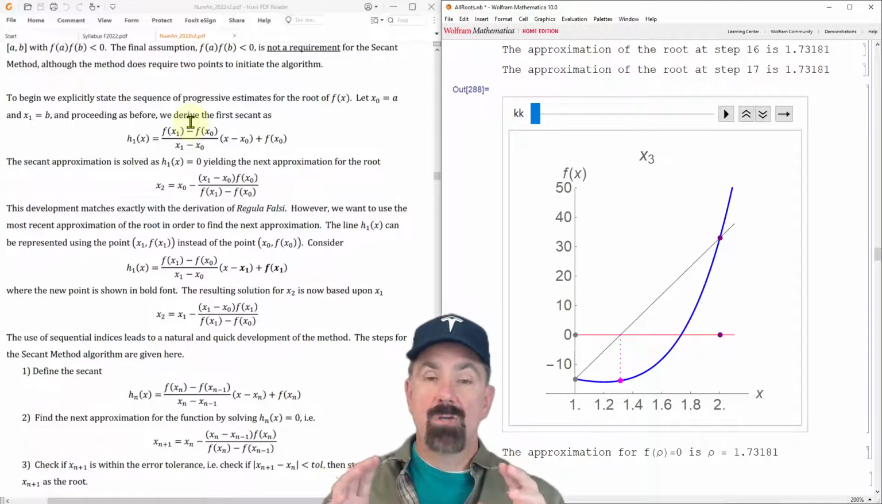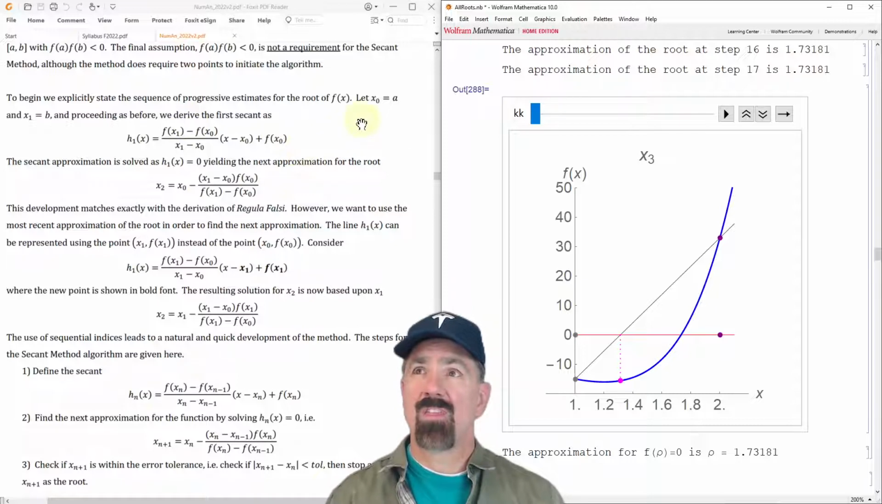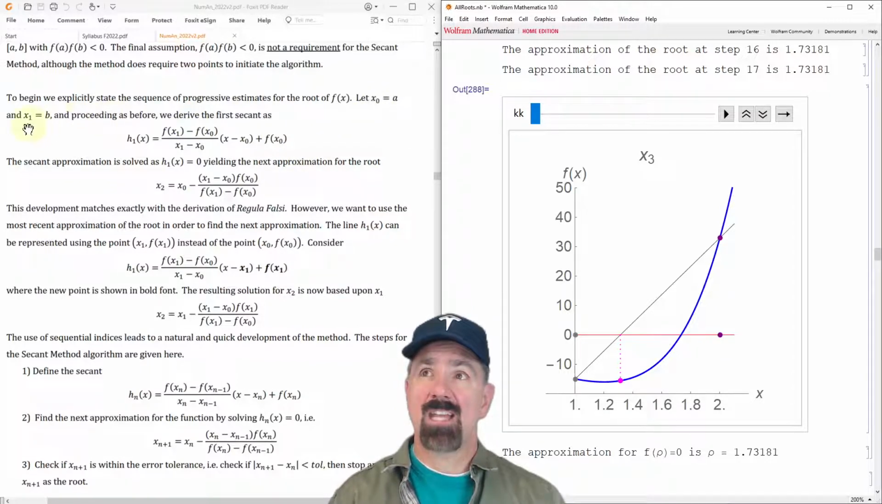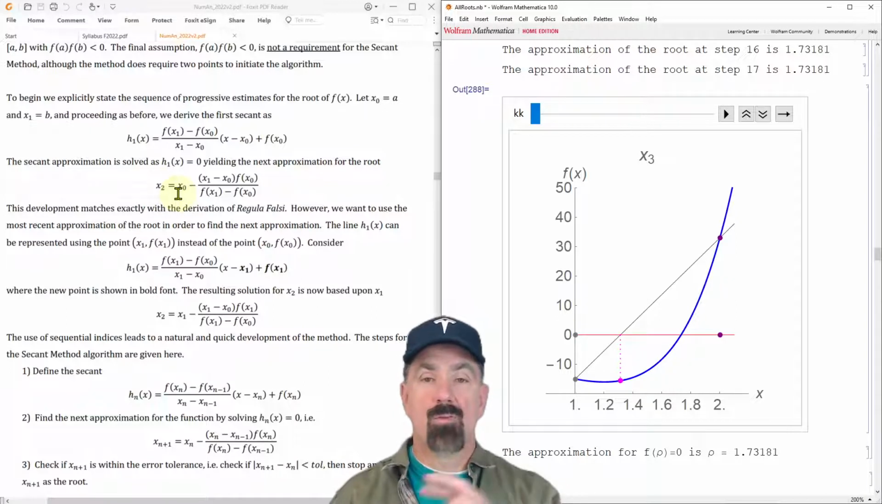So what we're going to do instead is take on an indexing notation where we just track each subsequent approximation for the root. So we're going to start with, in this case, x0 and x1 as the endpoints, as any 2 points, and then we will generate an approximation for the next point, which is x2. And that approximation will be based upon the previous 2 approximations and the secant line. That's what we're doing, is we're using the previous 2 approximations to build the secant line.